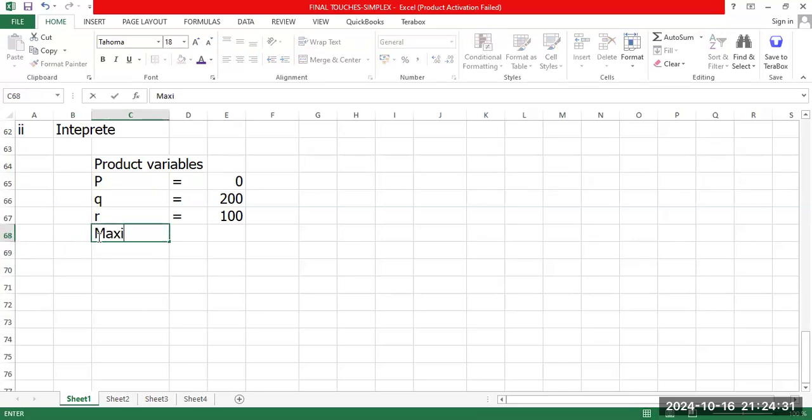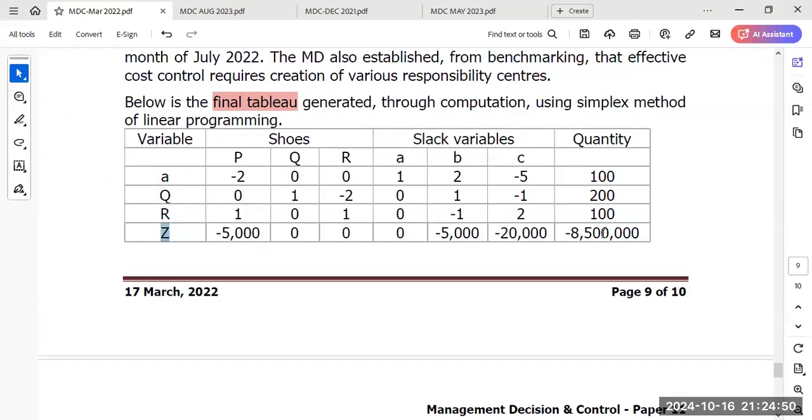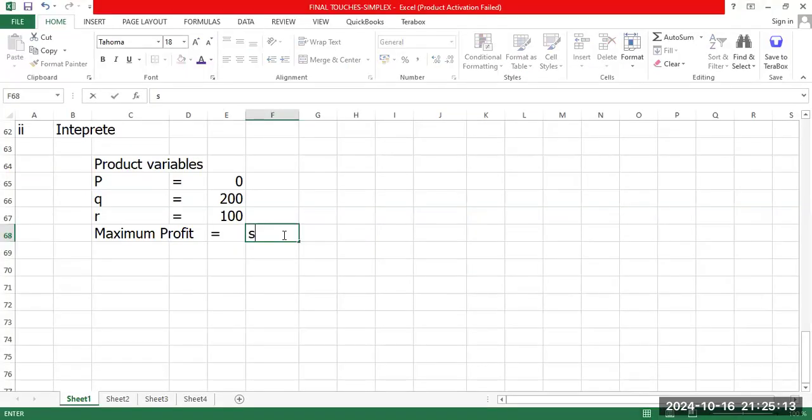Which profit is this? It is given. Check where on your objective function, check on the solution quantity. The maximum profit is 8.5 million.